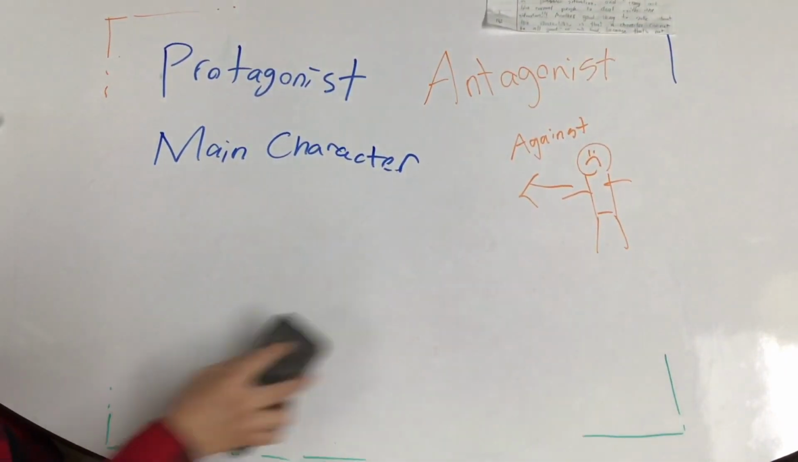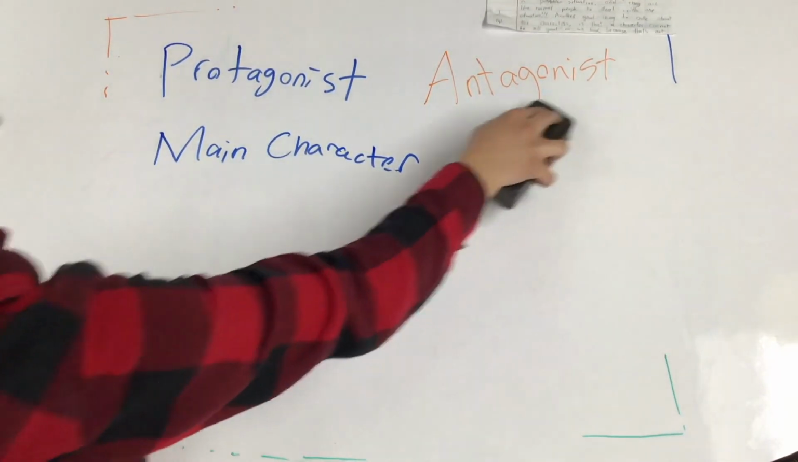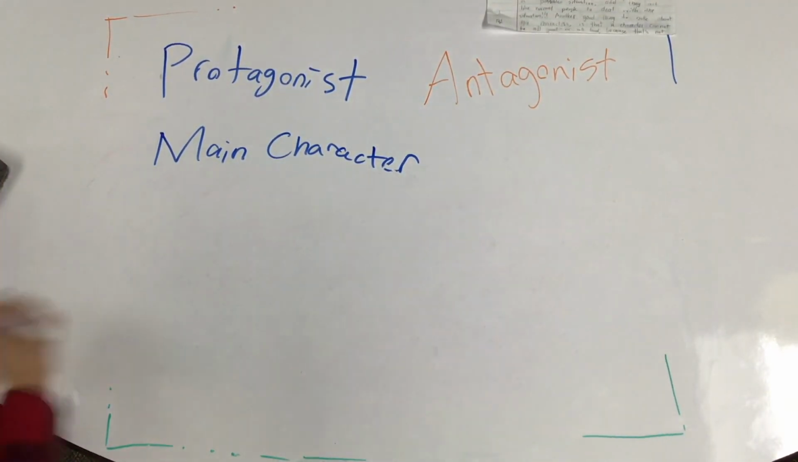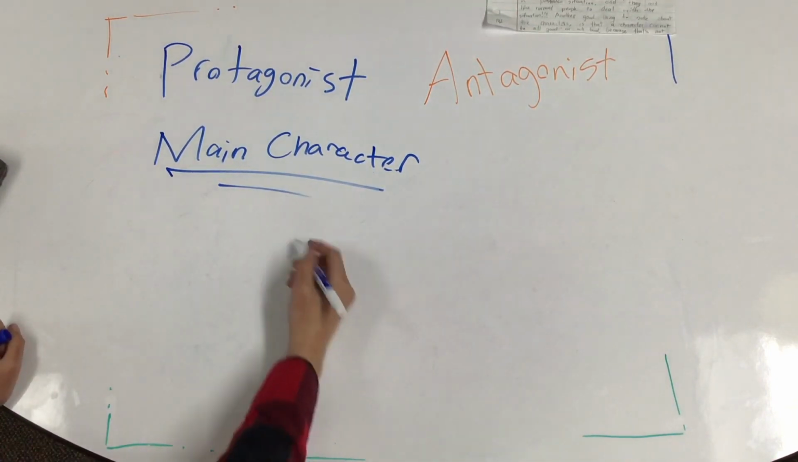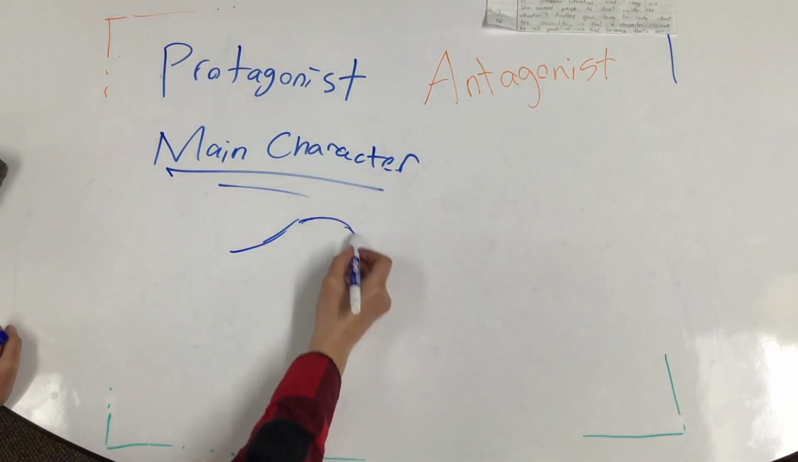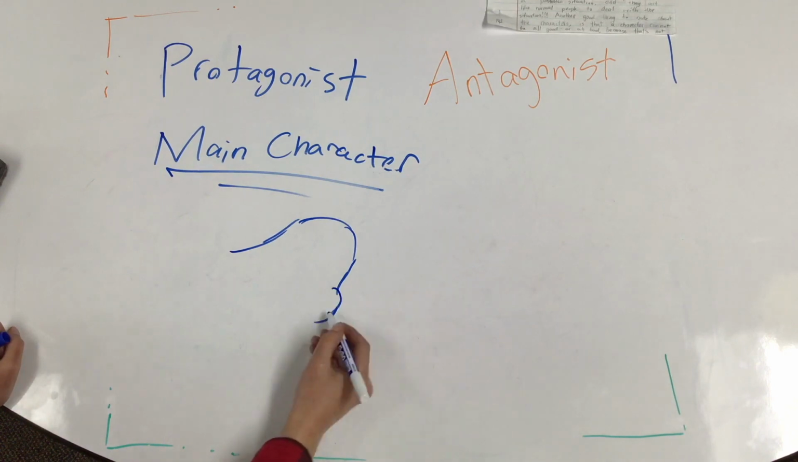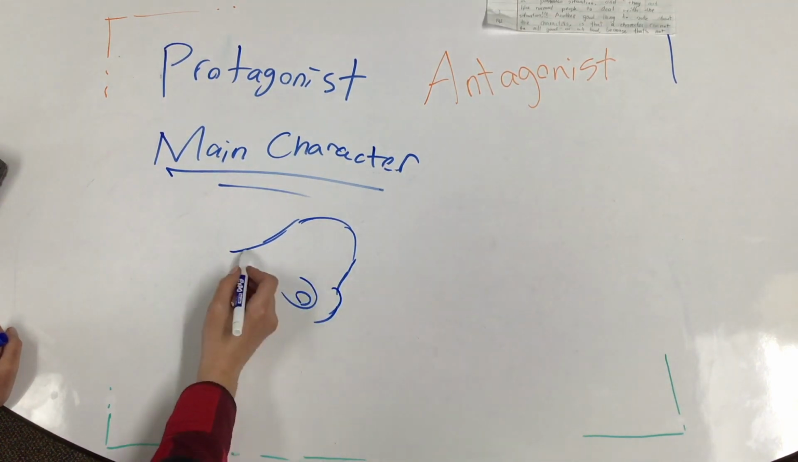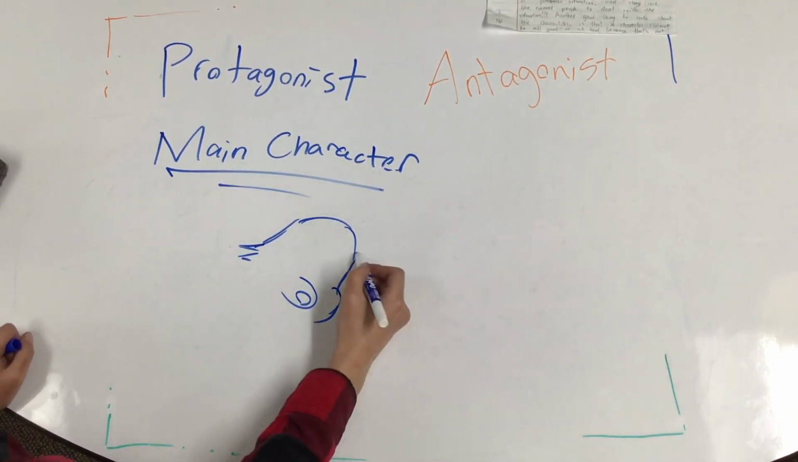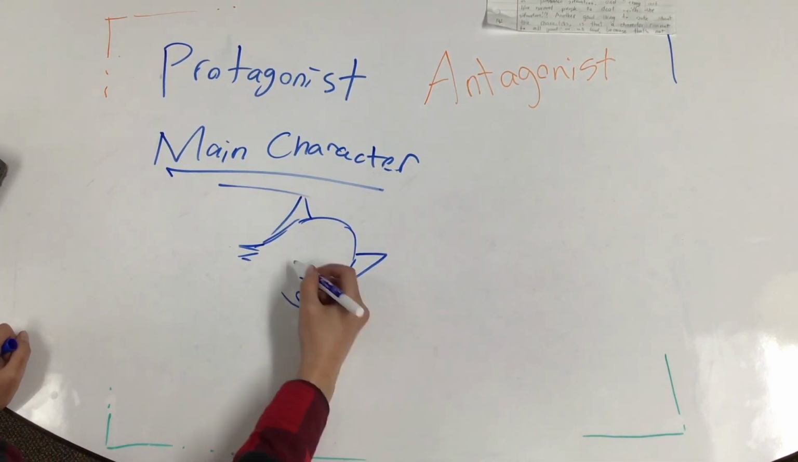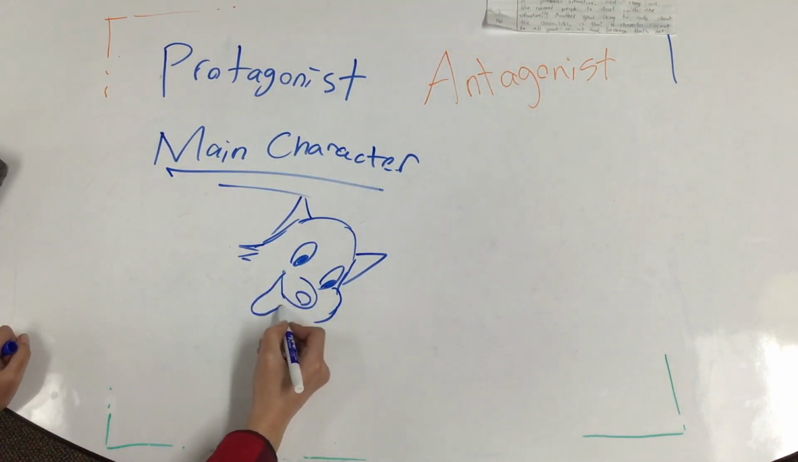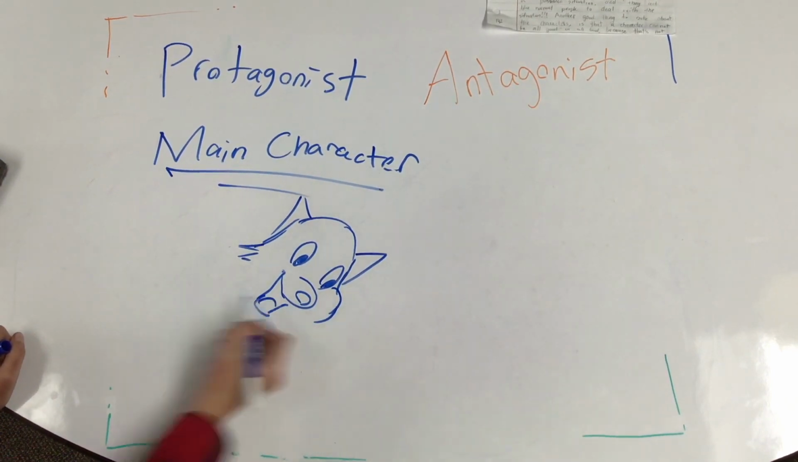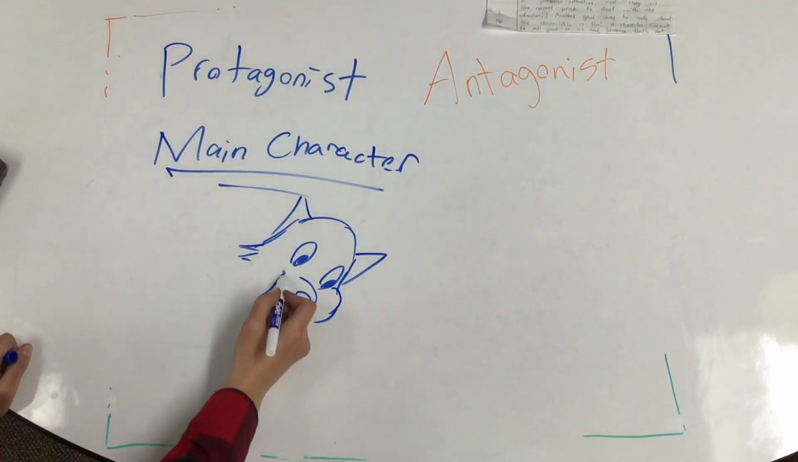But the protagonist doesn't always have to be good, and the antagonist doesn't always have to be bad. It's just that they're usually against each other. For example, in Tom and Jerry, Tom is usually considered the main character, at least from my point of view, which we'll talk about later, but he isn't the good guy. He usually chases Jerry around because he's a mouse and Tom's a cat.